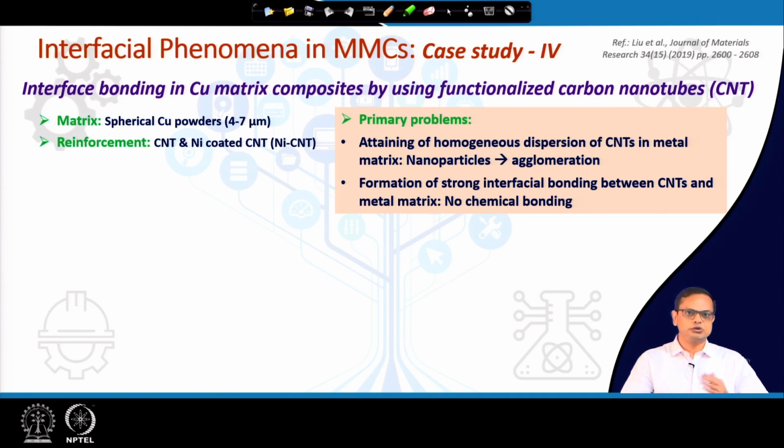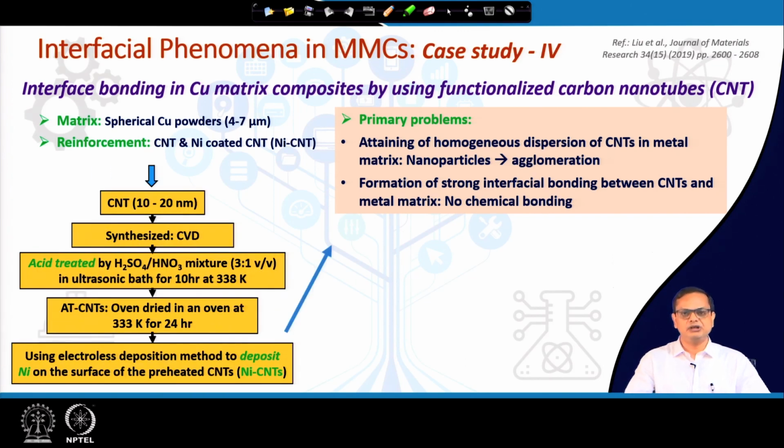Now, we are talking about functionalization of carbon nanotube, so let us see how it has been done. The CNT has been synthesized by the chemical vapor deposition technique, and then it has been acid treated with an H2SO4 and HNO3 mixture. This acid treatment is a process of functionalization, called chemical functionalization. What is the role of acid treatment here?